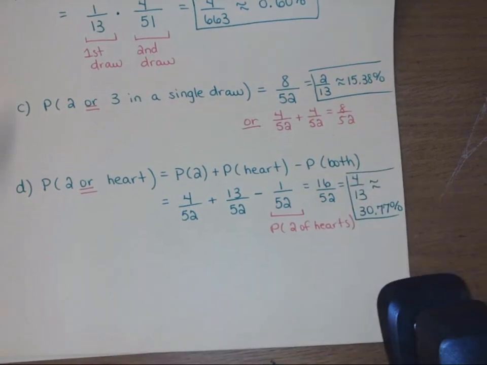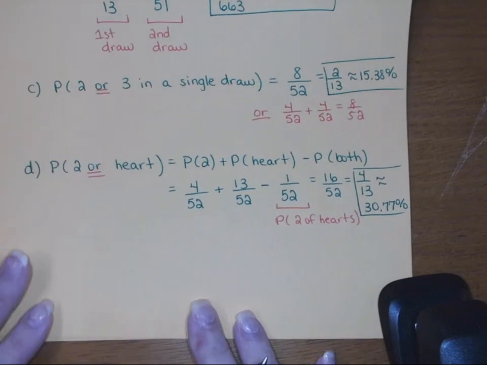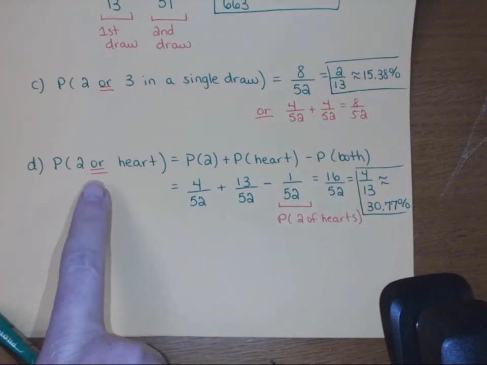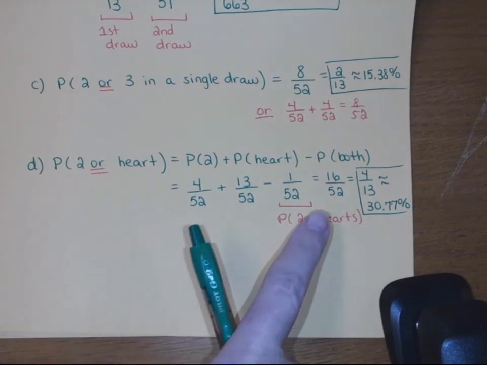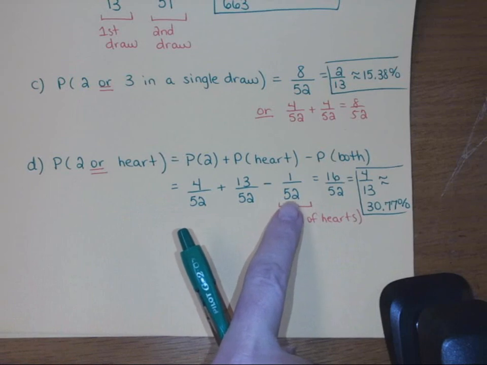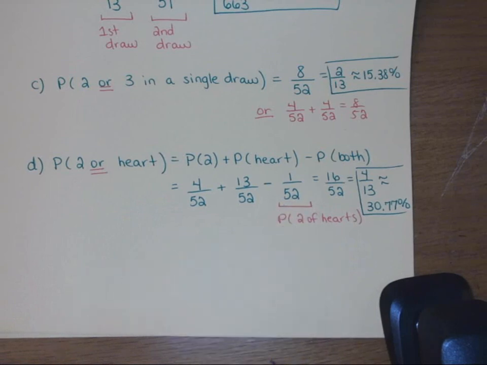Notice, if you literally got out the deck of cards and you were trying to find out the probability that it would be a 2 or a heart, the problem is if you don't subtract off, then you're counting that one single card, the 2 of hearts, in both the 2 category and also the heart category, when actually it's a single card. We don't want to double count it.